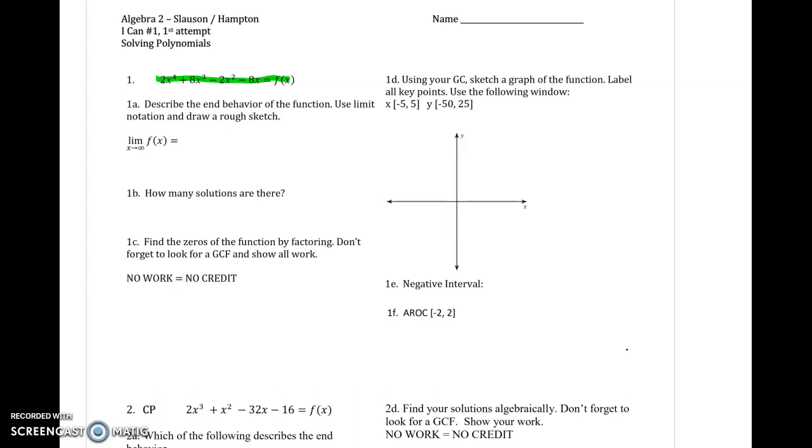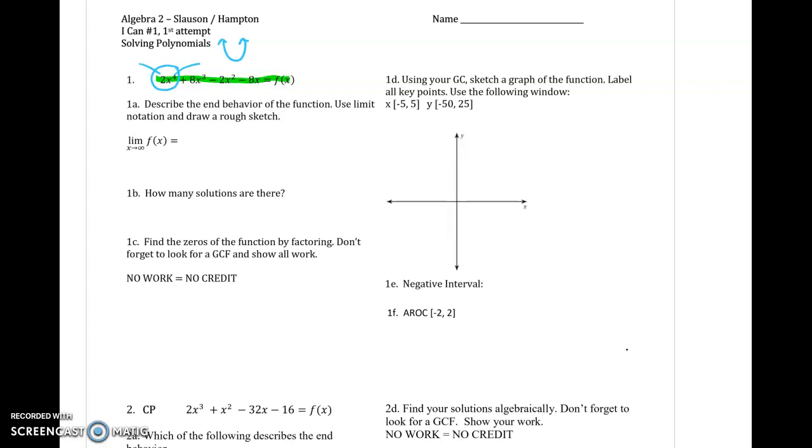So in our first problem, we will be working with this particular polynomial function. And the first thing we're going to do is describe the end behavior. We know its end behavior just by looking at the leading term. The fact that we have an even exponent says we're going to have some type of U shape. And the fact that the number in front is a positive number says our U will look very much traditional. It will not be flipped.